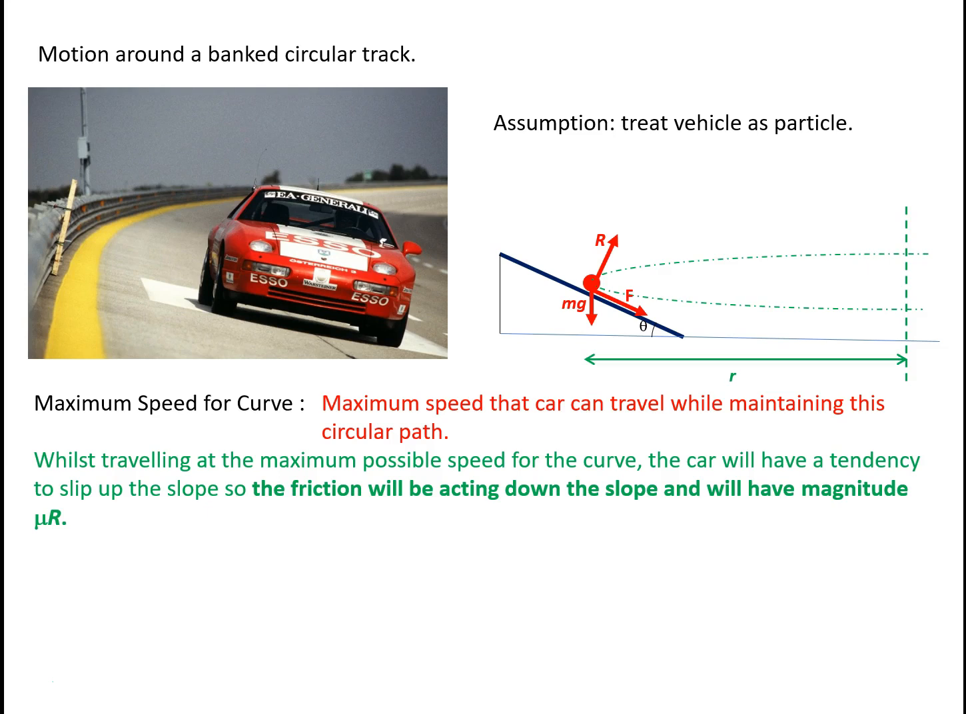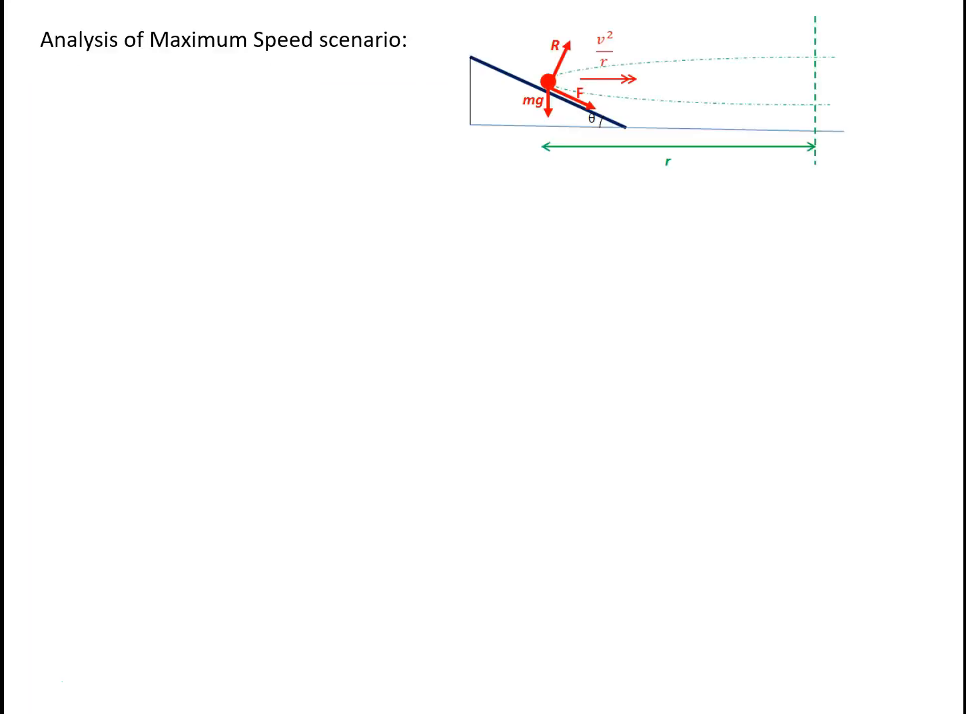So, looking back at our force diagram, we've got the three forces, the weight, the normal reaction and the frictional force. We know there's an acceleration towards the centre of the circle of v squared divided by the radius of the motion, and we are assuming now that the car is moving at its maximum possible speed, so that the frictional force is going to equal mu times r. So, here's our analysis of the maximum speed scenario.